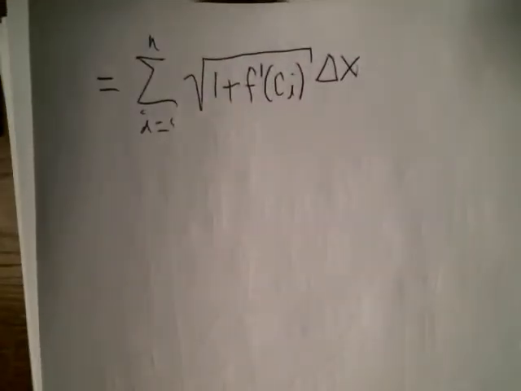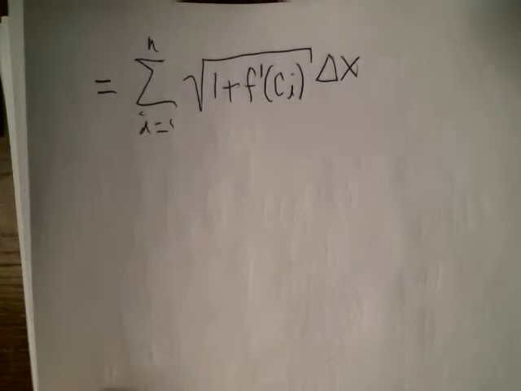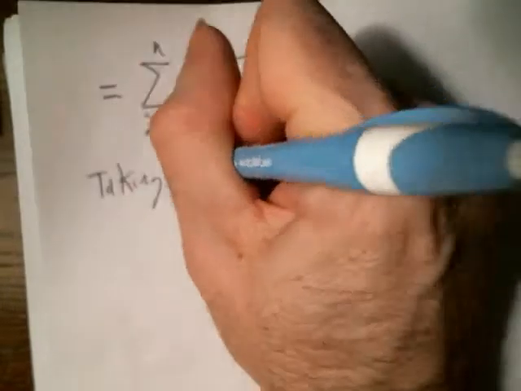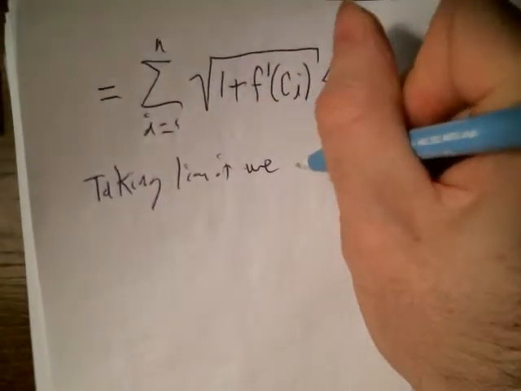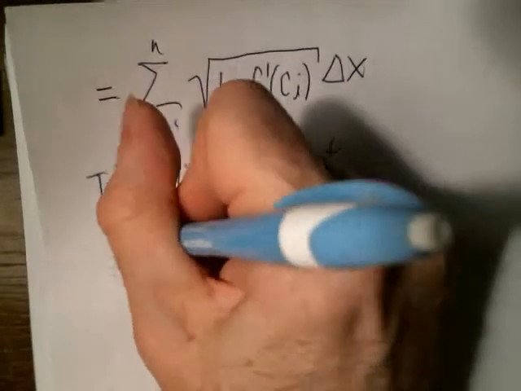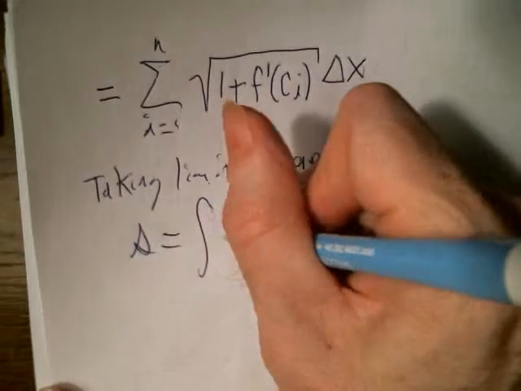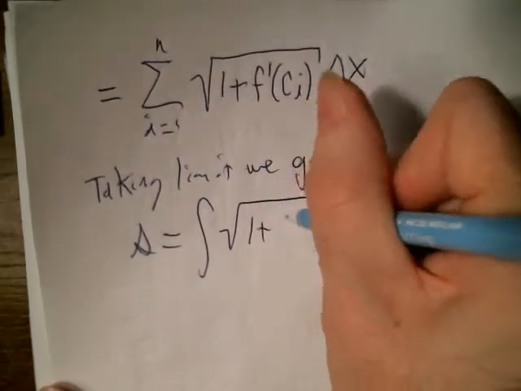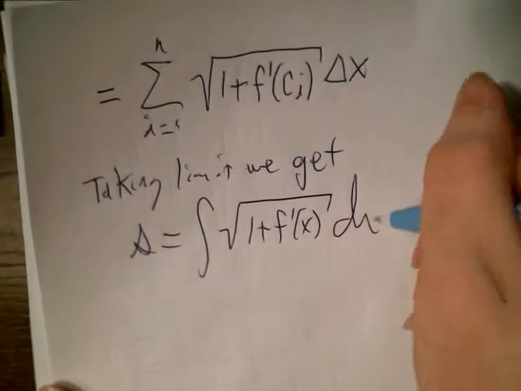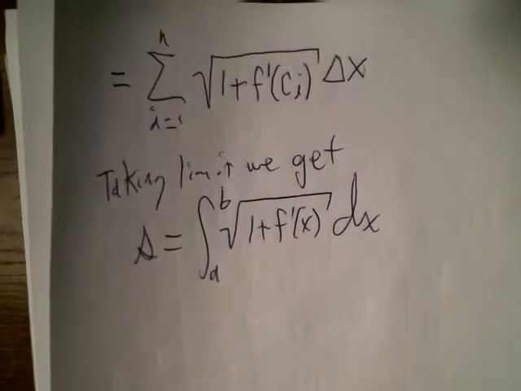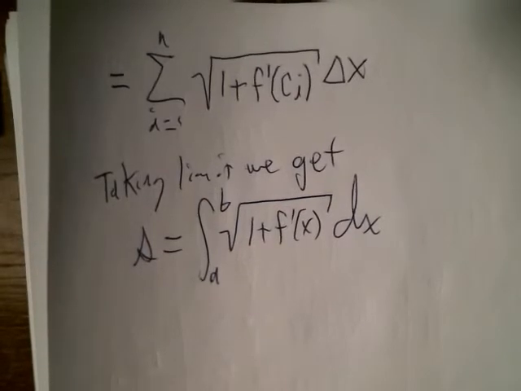Alrighty then. Once you get there, you're ready to take the limit and get our final formula. So taking limits, under suitable conditions, s will equal the integral of the square root of 1 plus f prime of x squared dx from a to b. Hopefully you can remember this formula.